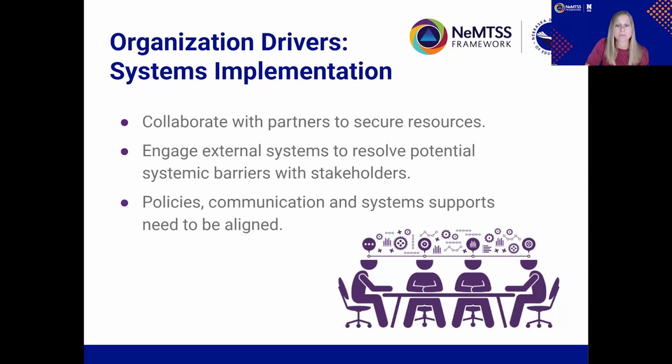Another external system could be companies that sell programs but do not have the capacity to provide quality professional learning to implement those programs, leading to potential systemic concerns of not being able to implement programs with fidelity. And finally, systems implementation concentrates on developing policies and communication systems to ensure that aligned supports are sustainable.